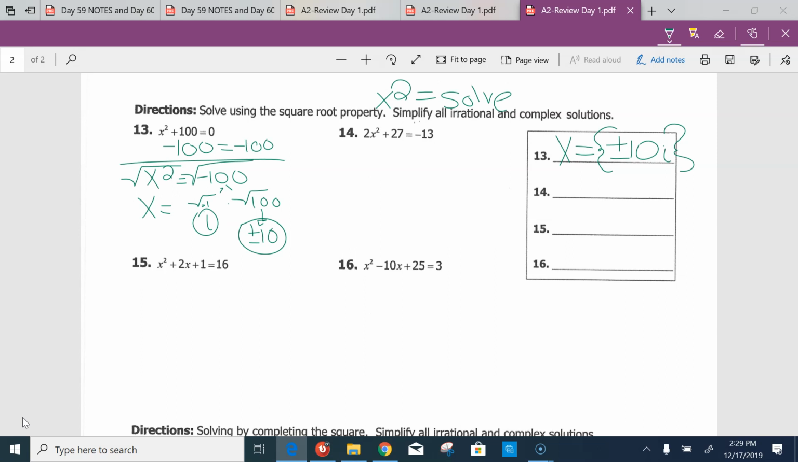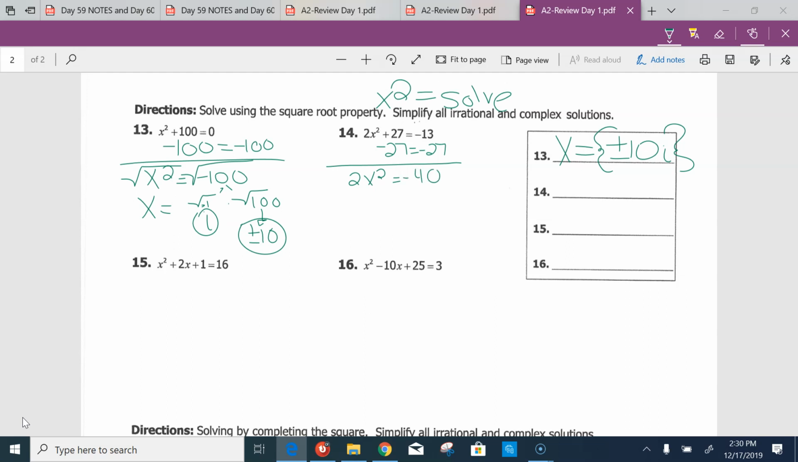For number 14, same exact method. I need to get x squared all by itself. What will I move first? I'll subtract the 27 from the left side and from the negative 13 on the right side. When I do that, I have 2x squared. Negative 13 minus 27 more will give me negative 40.